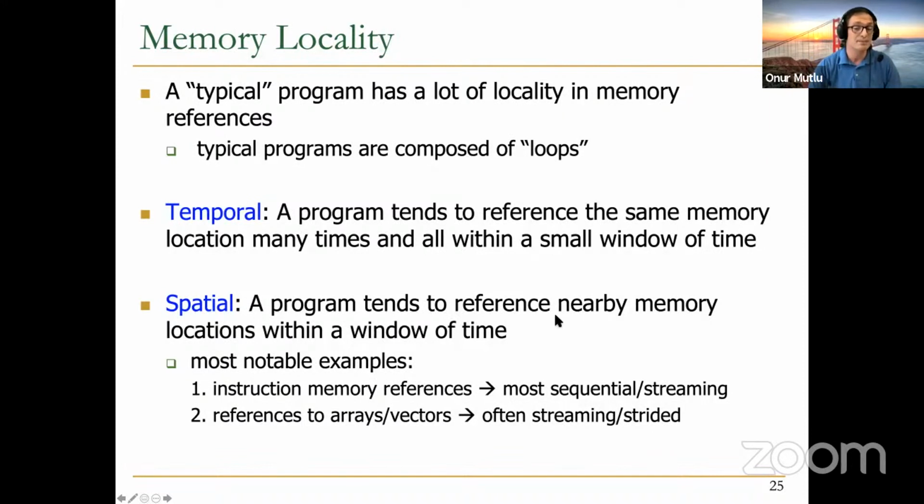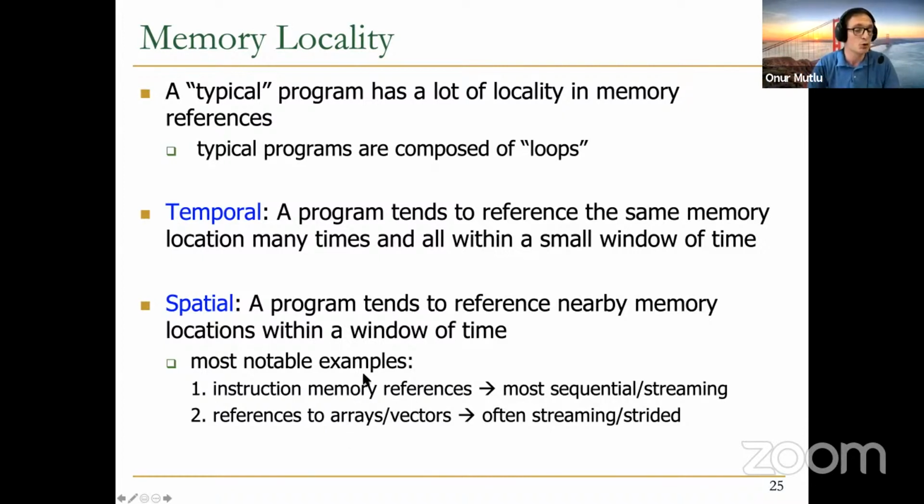Why does a program reference nearby memory locations within a window of time? Well, most notably, we've seen actually these two things. Instruction memory references, right? Whenever we're fetching instructions, we're going sequentially in the memory address space. We're fetching the instruction at PC, program counter, and then program counter plus 4, and then program counter plus 8. So every time we're incrementing program counter by 4, which means that we're going sequentially in memory, which means that we have good spatial locality. We're accessing nearby memory locations as we go forward in the instruction stream.